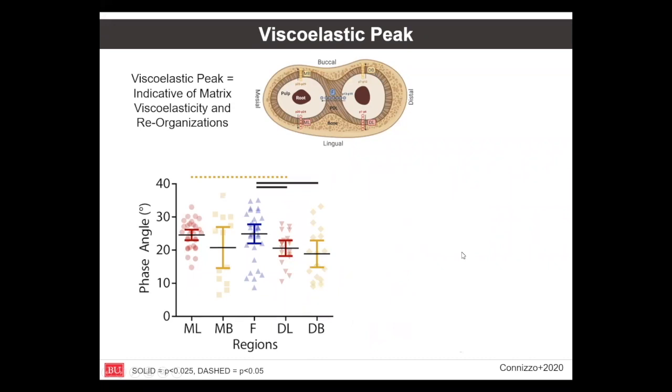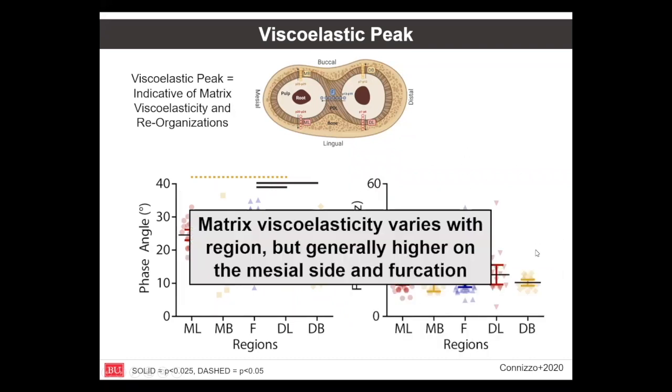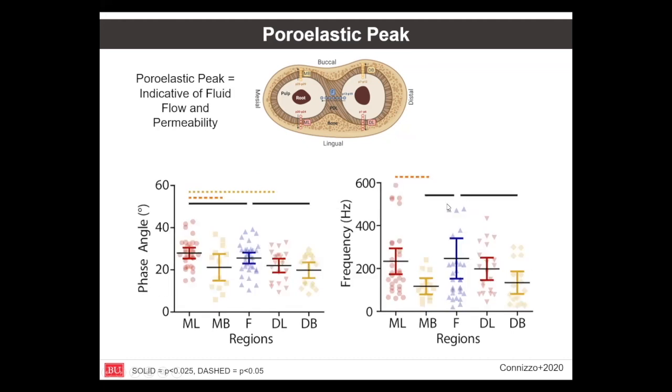When we look at the viscoelastic peak data, which I'll remind you again is indicative of matrix viscoelasticity as well as reorganizations, we did find that the mesial collar and the furcation were significantly higher in phase angle than the distal, but we didn't find anything in frequency. So overall, it suggests that viscoelasticity varies with regions and is generally higher on the mesial side, as well as the furcation. And I know I'm going through a lot of data at this point. I will provide a summary in just a little bit, I promise.